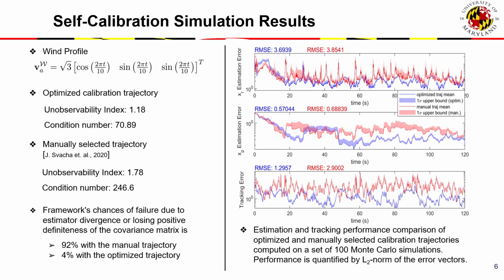Hence, in the figure on the right, we can see that the red curves have higher errors in tracking as well as estimation. Also, the framework's chances of failure is approximately 92% with the manual trajectory and 4% with the optimized trajectory. In short, with the help of optimization, we are not only getting a performance boost, but also a huge increase in numerical stability.